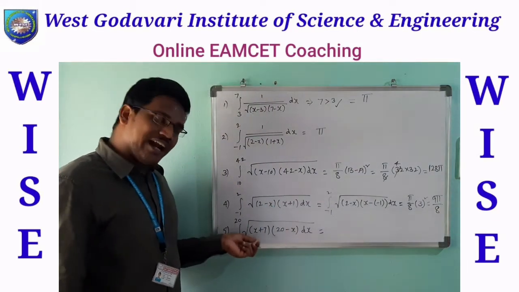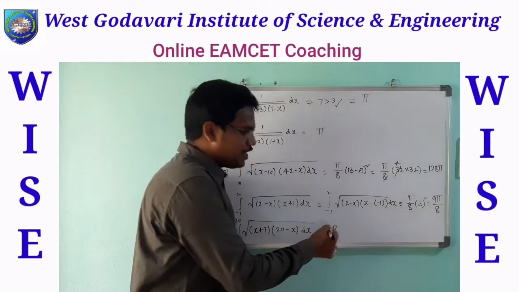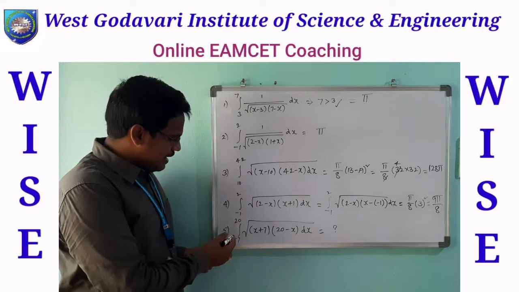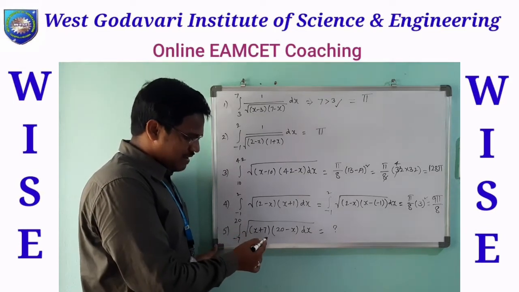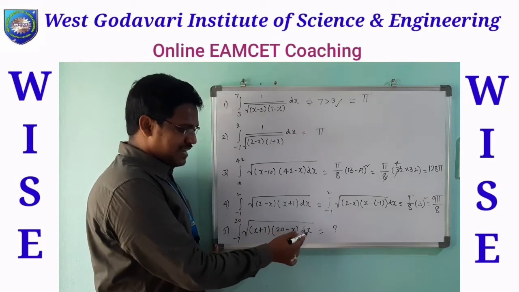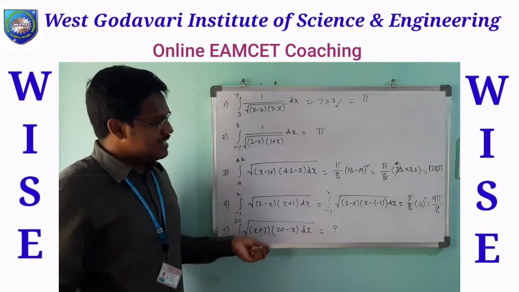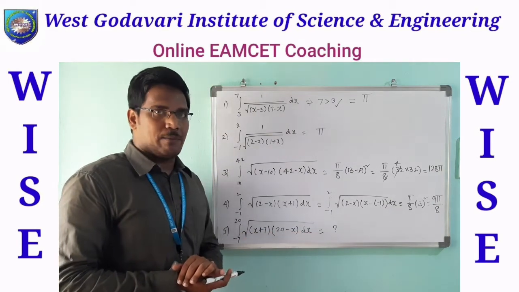So this is another problem, for your practice, and mention your answer in the comment box. The problem is integral from minus 7 to 20 of square root of (x plus 7)(20 minus x) dx. By using the first shortcut method, we can easily get the answer for this question. So mention your answer in the comment box.